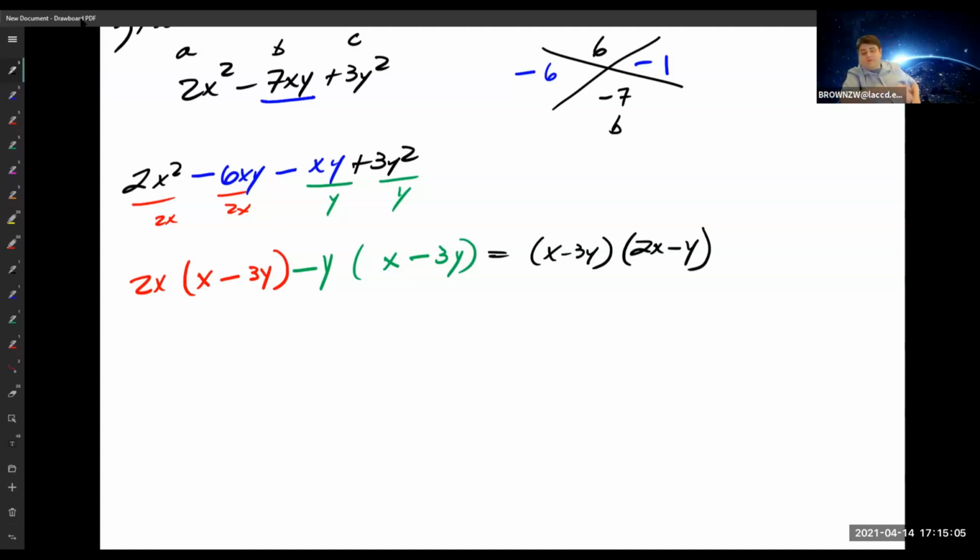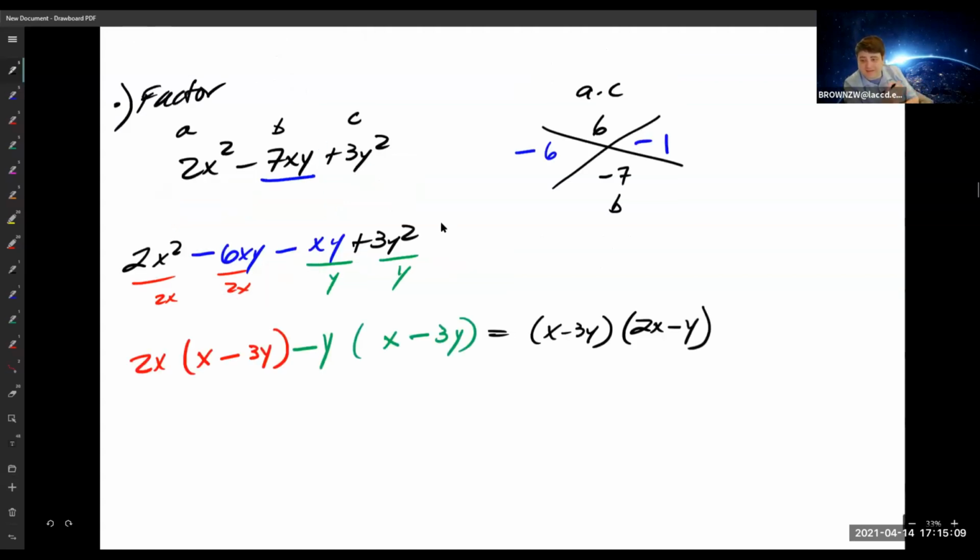So there's a slightly more advanced one. Like I said, it works out more or less exactly the same. The only difference here is we're dealing with more than one variable. But when it comes to factoring, we're always looking to see what they have in common.